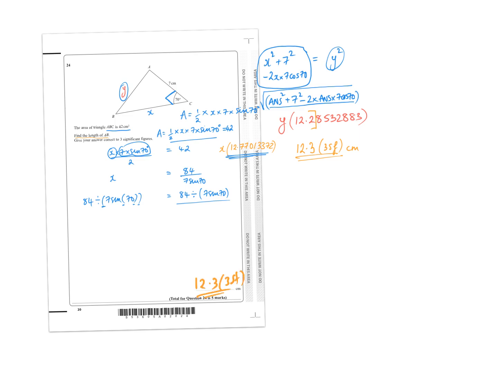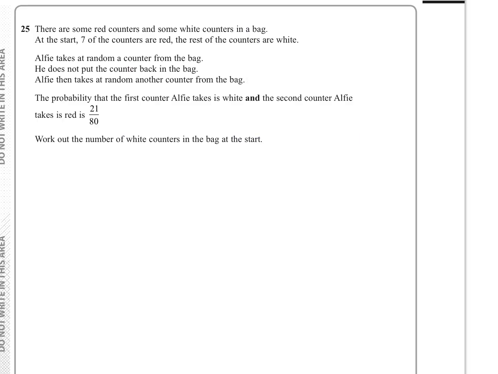Okay, so a bit of area of a triangle, bit of cosine rule, which is really Pythagoras in essence, but the angle is not 90, it's just a different angle. So that's question 24. Question 25.